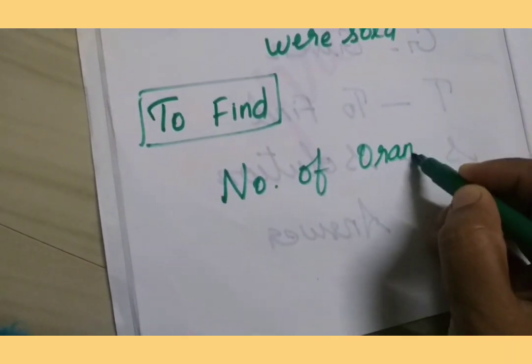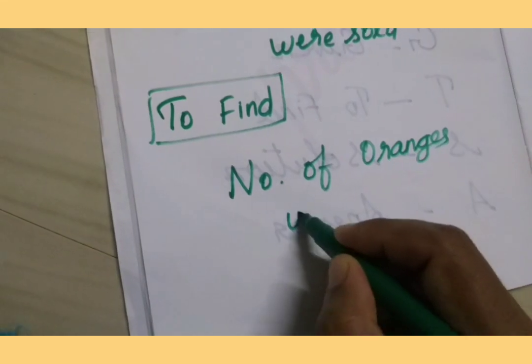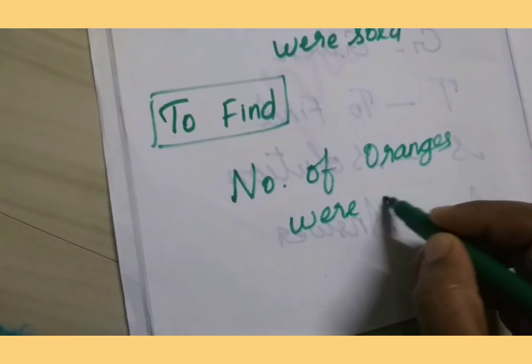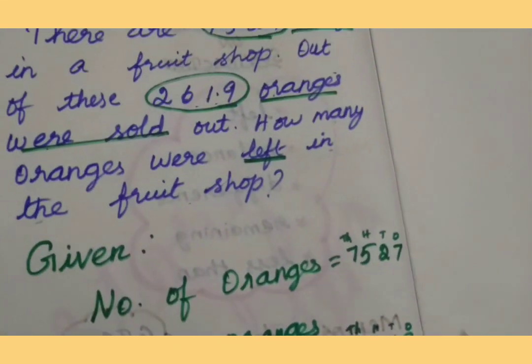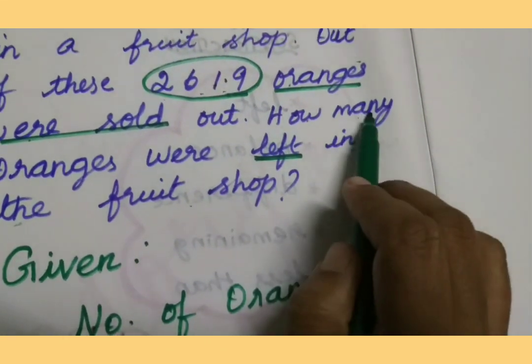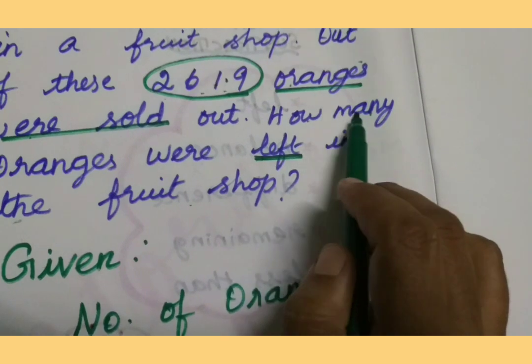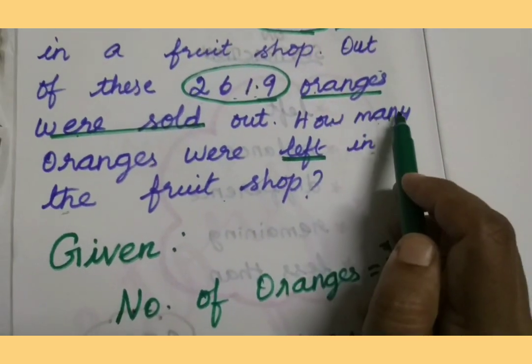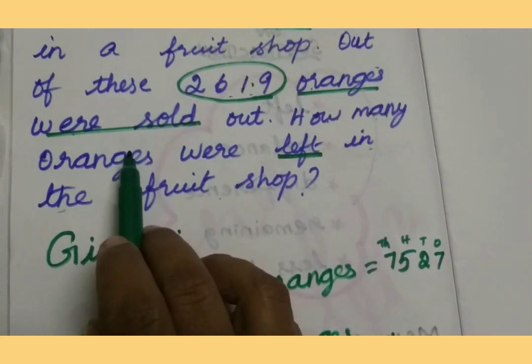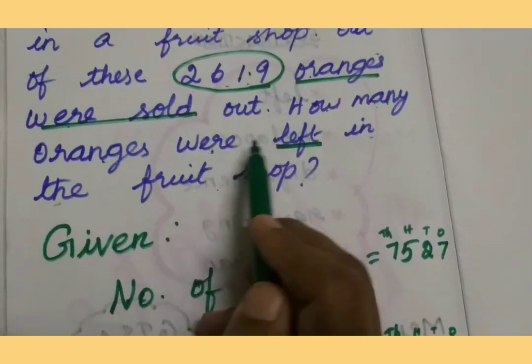So you should write the number of oranges were left equal to question mark. Okay. So don't write the question words, that is how many, what are, which are. Take out the question word and write down: number of oranges were left.